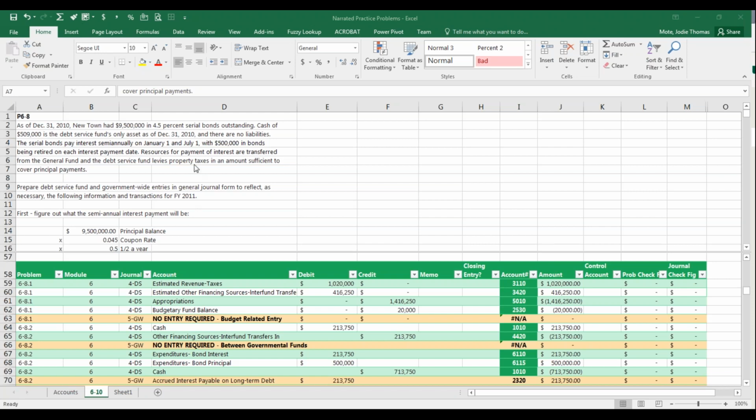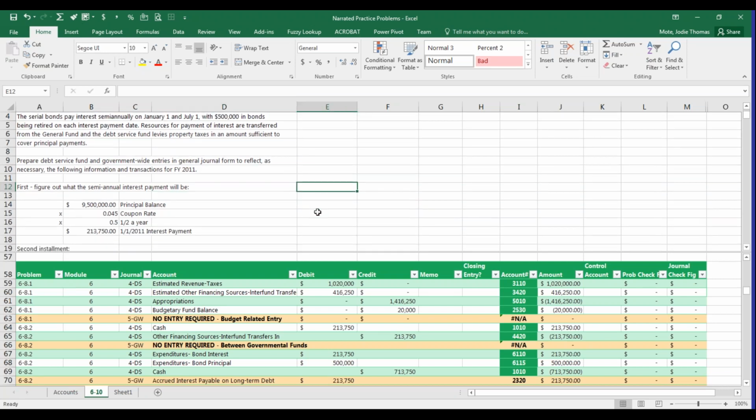And the resources to pay these debt service payments are transferred from the general fund, and the debt service fund levies property taxes enough to cover the principal payment. So the interest is covered by the general fund, and the principal payments are covered by levying real estate property taxes. Okay. So we're going to prepare the entries for both the debt service fund and the government-wide entries for these transactions in fiscal year 2011.